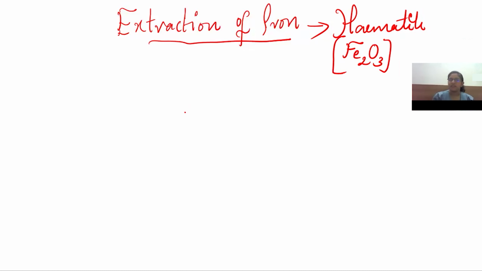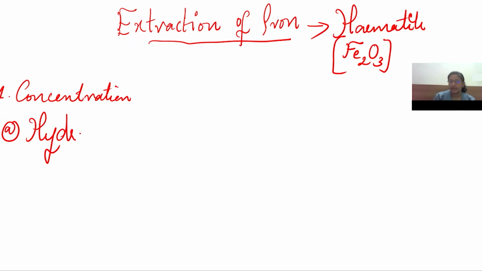Now we know that during the complete extraction process, there are mainly three steps. The first step is concentration. What does concentration of the ore mean? In this process, we are removing all the impurities from the ore. We can do so many processes; in the case of extraction of iron, we can do two.